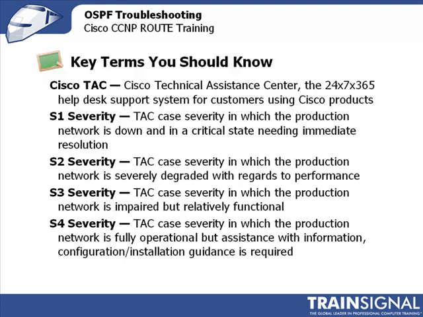Some key terms, obviously Cisco TAC, the Technical Assistance Center. Severity 1, network down emergency. Severity 2, network is severely degraded but operational. Severity 3, production network is impaired but mostly functional. And severity 4, requests for information or assistance.